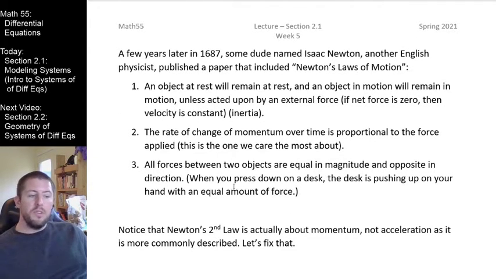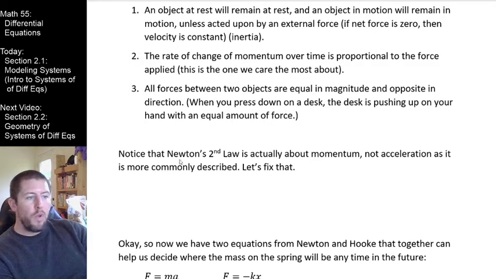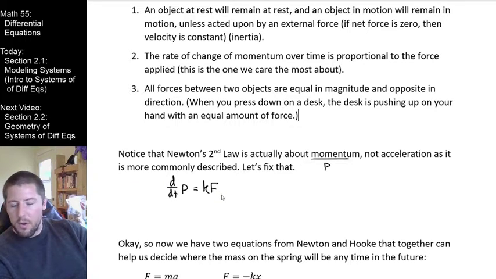So let's use this. Notice that Newton's second law is actually about momentum. And I know that a lot of people are comfortable with the acceleration phrasing of this one, but Newton's second law is actually about momentum. So let's go ahead and fix that right here. Basically what law number 2 says is the rate of change of momentum over time, which is typically given by P or rho, is proportional to the force applied. All right, so there should be some proportionality relative to the force right there.